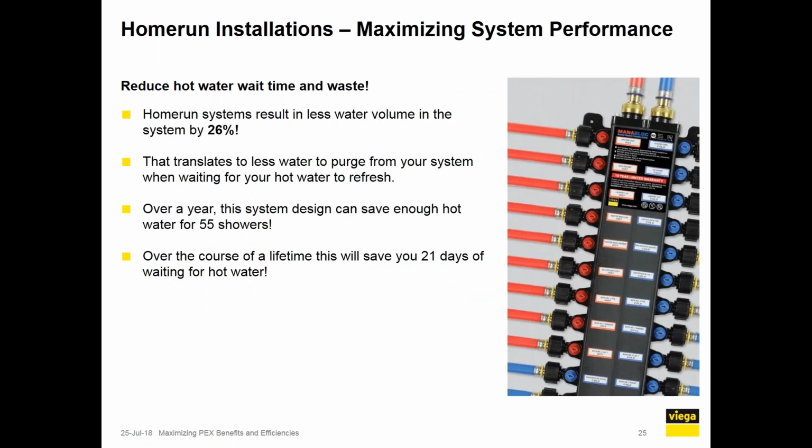So again, I mentioned, why does this matter? This is the way you can maximize system performance in a variety of property styles. So home run systems result in less water volume in the system by 26%. That translates to less water to purge from your system when waiting for your hot water to refresh, especially if you're using, for example, a 3/8 tubing to some of those lower demand fixtures. Over the course of the year, this system design can save enough hot water for 55 showers.